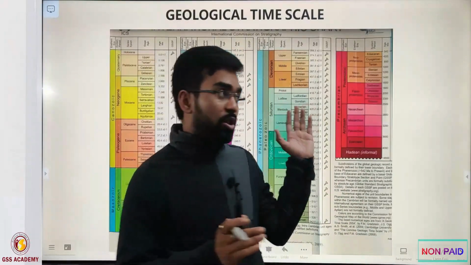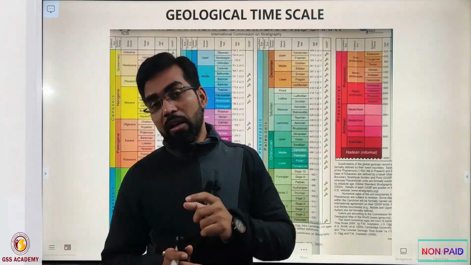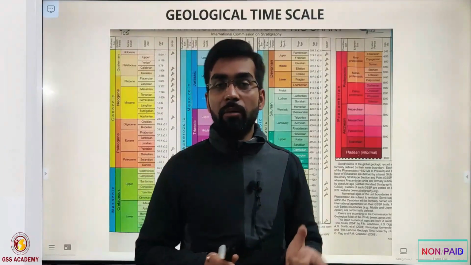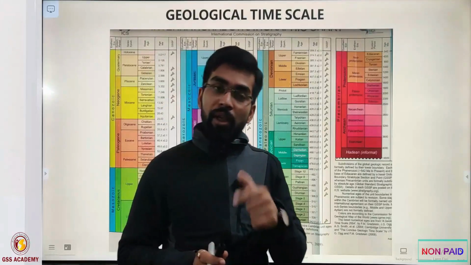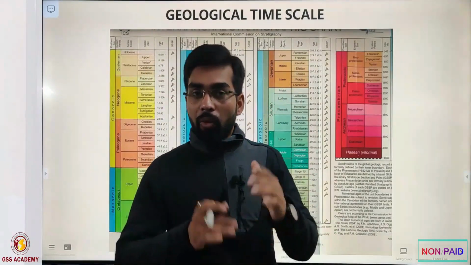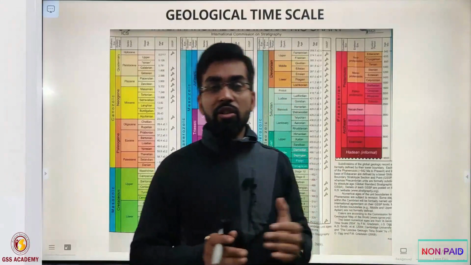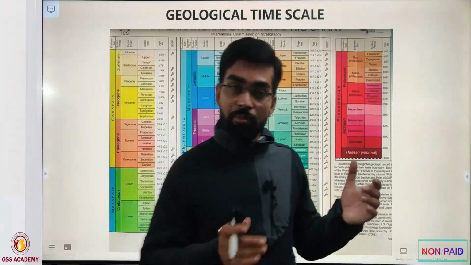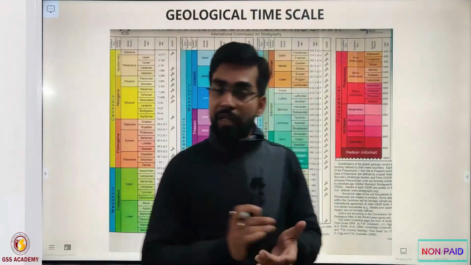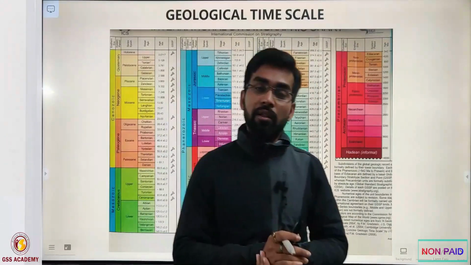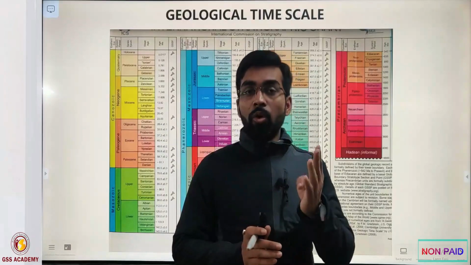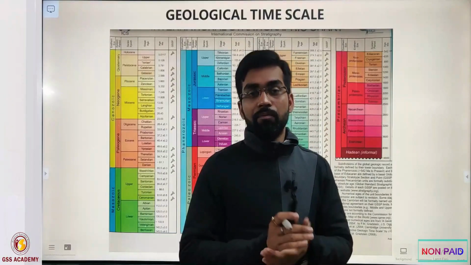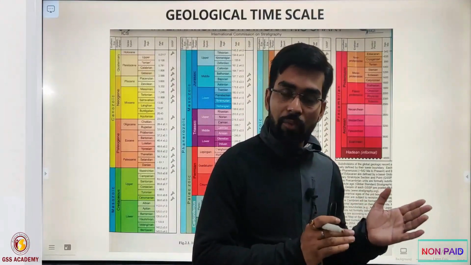Now from the geological time scale, obviously we are going to study the Indian stratigraphy. That means we are going to study the Indian subcontinent. So we are only interested in what changes took place in the history of the earth in the Indian subcontinent. In the Indian subcontinent, I previously told you that there are four well established cratons that were formed in the Archean time, right? All the cratons are of Archean age.